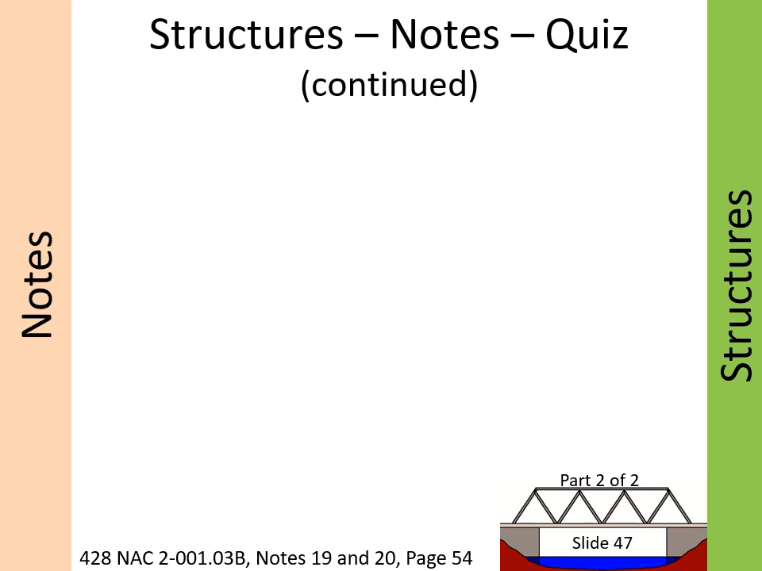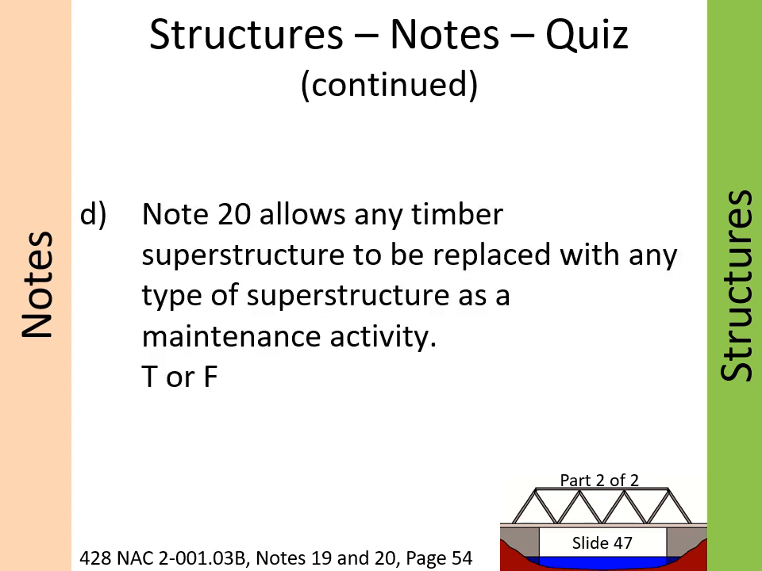Question D. Note 20 allows any timber superstructure to be replaced with any type of superstructure as a maintenance activity. True or false? The answer is false. The road must have a national functional classification of local, an ADT of fewer than 400 vehicles per day, and the replacement superstructure cannot be just any type. It has to be replaced in kind, which means the same or similar materials and dimensions. Note 20 applies only to bridge-sized timber structures, those with an opening of 20 feet and longer as measured along the center of the road.